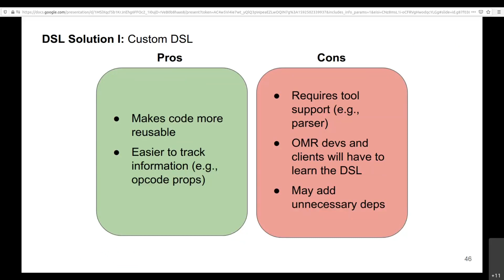In OMR, we could have also developed our own DSL, but it's time-consuming. It doesn't work well because it doesn't really help solve the extensibility issue, in the sense that downstream projects or the clients will still have difficulties maintaining the opcode files. In addition, both OMR and client developers will have to learn the new DSL.